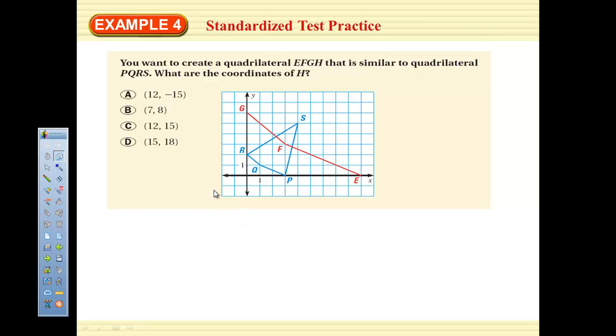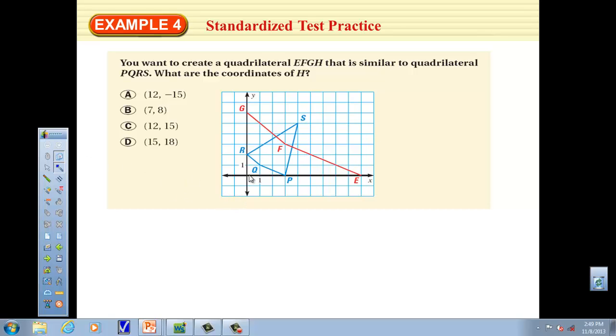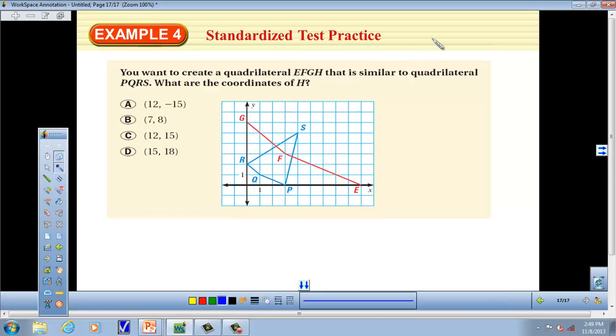Then for this next problem, we have part of an enlargement here, and then we have the original in blue, and we want to know where H would be. So the first thing we want to do, if you notice, H is going to be somewhere way up here, so we need to figure out what that is. What I'm going to do is take a point like 0, 0 and find the distance between it and R, and also find the distance between 0, 0 and G.